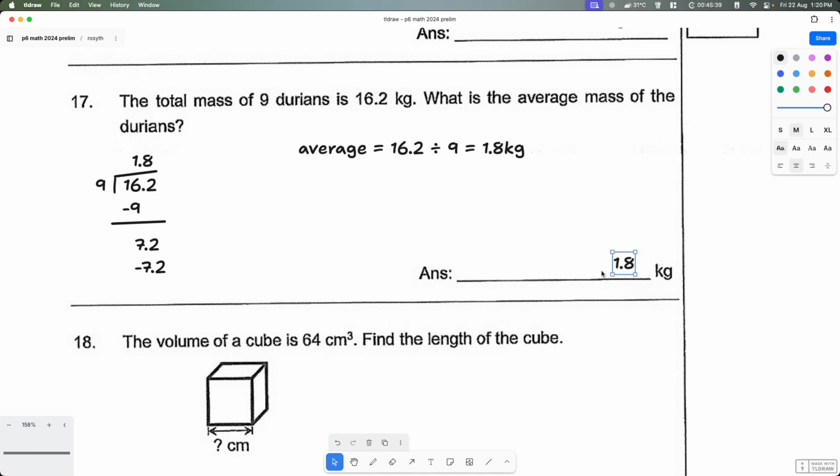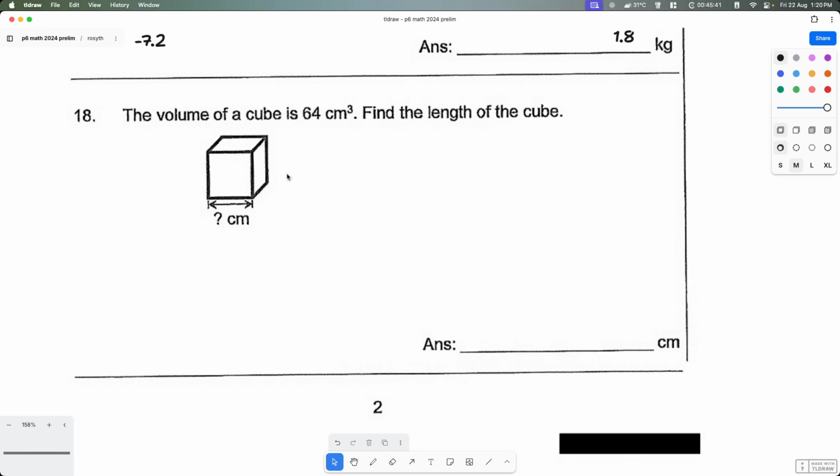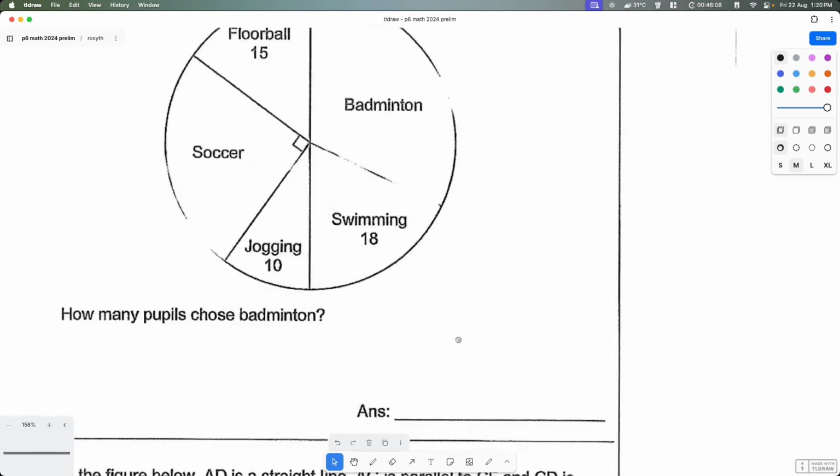Question 18. Right, so the volume of the cube is 64 centimeter cube. Find the length of the cube. So 64, this from what I know, is basically 4 times 4 times 4. Therefore, length is 4 centimeters. Okay, there you go. So if you remember cubes, which I kind of highly recommend, you'll get 4 centimeters. Okay, let's move on to next one.